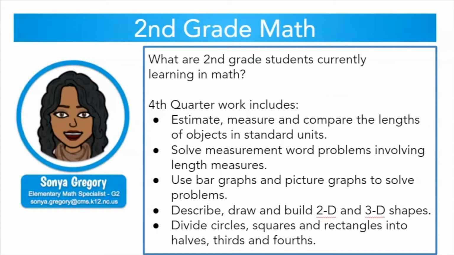In this segment, you will become familiar with the mathematics that your second grader is expected to know, understand, and do during quarter 4. Fourth quarter learning includes estimate, measure, and compare the lengths of objects in standard units. Solve measurement word problems involving length measures. Use bar graphs and picture graphs to solve problems. Describe, draw, and build 2D and 3D shapes. And lastly, divide circles, squares, and rectangles into halves, thirds, and fourths.